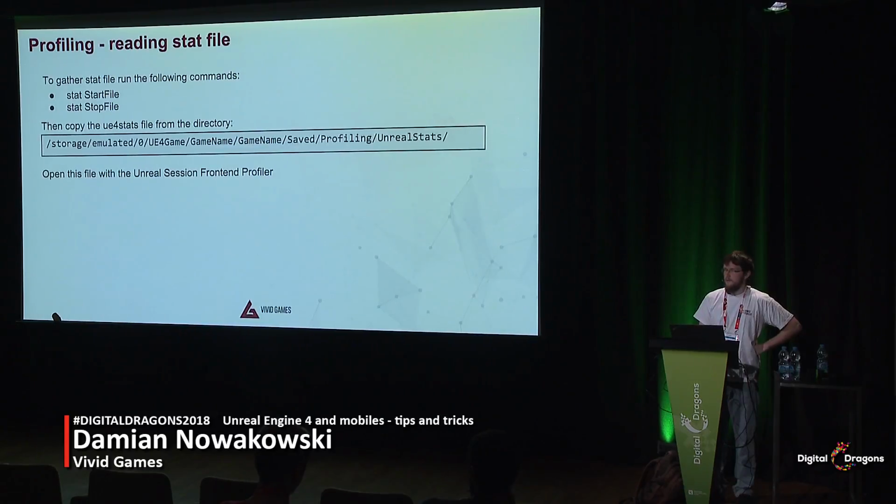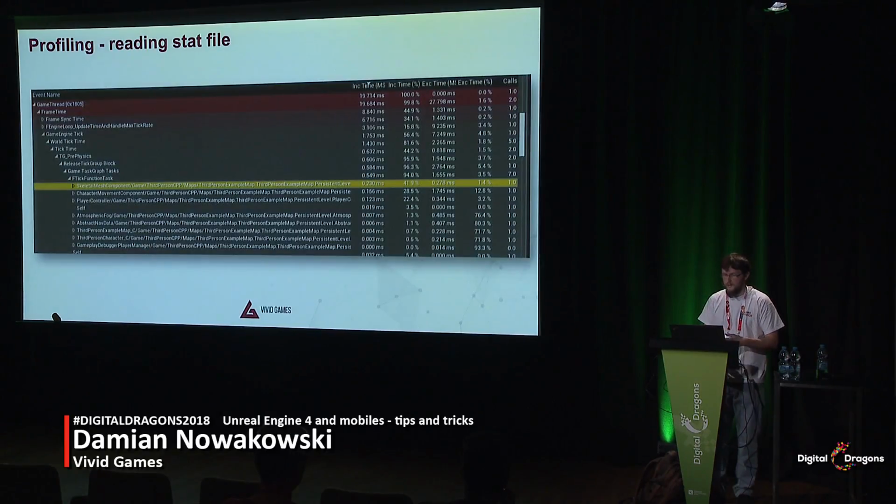Another useful thing is to read the stat file. The stat file is the file that combines all of the timers that the engine uses. You can just type stat startfile and stat stopfile. It will generate the stat file, which on Android is placed inside this path, and then you can open the Android Session Frontend profiler and check how much time each of the objects inside the game takes.